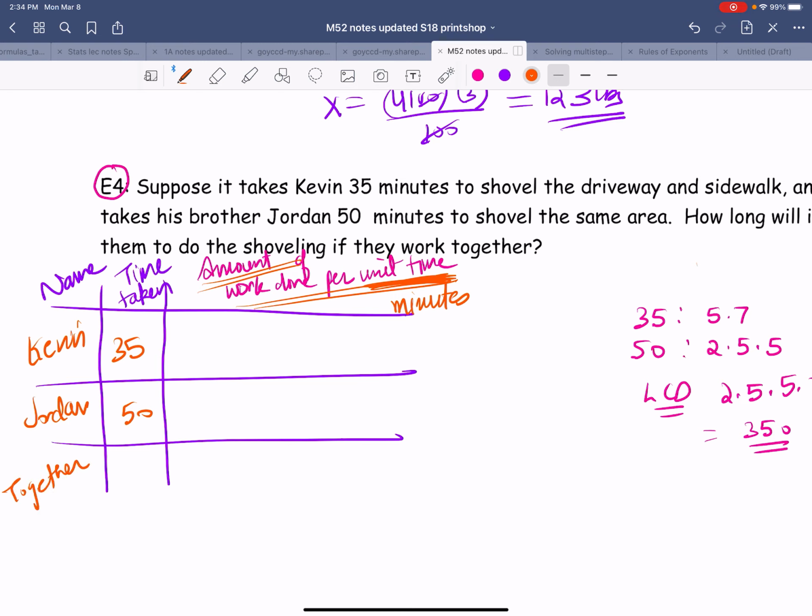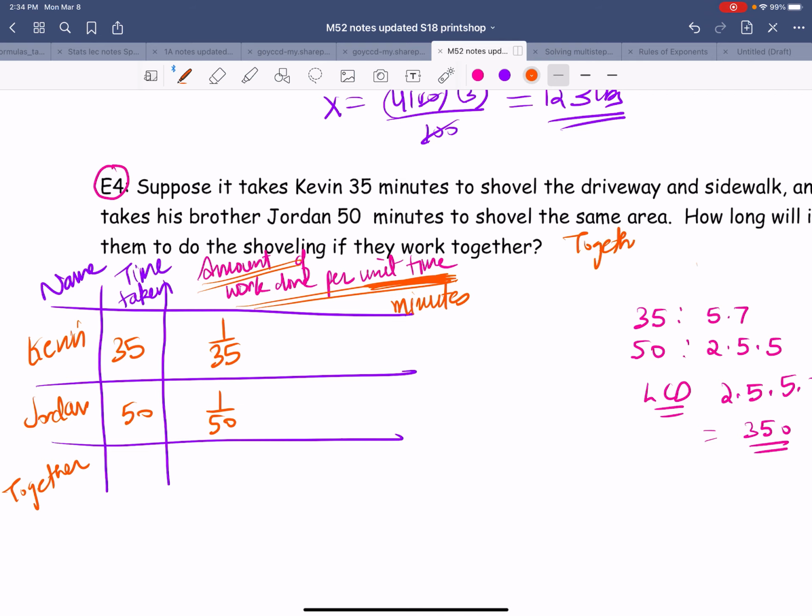Well, if you're thinking that if they work together, it would take them 85 minutes, that is not correct. Because if they're working together, we cannot add their time. Because individually, if one person can do it in 35 minutes, two people should be able to do it faster than 35 minutes, right? Because he's getting help. So if Kevin takes 35 minutes to complete the whole job, what part of the job is completed in 1 minute? He completes 1/35 of the job in 1 minute. Jordan completes 1/50 of the job in 1 minute.